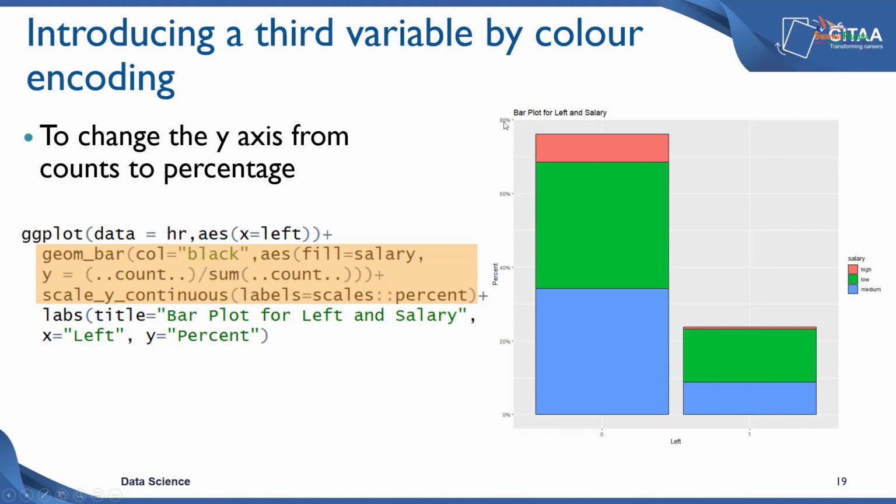Now to convert it to percentage, outside this layer I add a plus notation and give the function scale_y_continuous. Here I am calling the labels as percent, so that converts the y-axis to percentage. The title and the x-axis remain the same. I have changed the y-axis to percent alone.